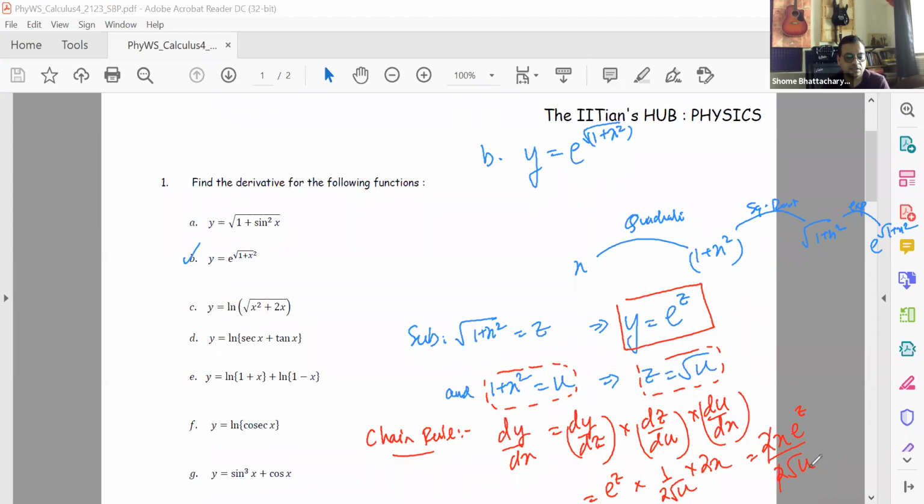Okay. And finally, we are left with what? This term x into e raised power z. Now z we will have to resubstitute, divided by square root of u. So that also we'll have to resubstitute. So we will now finally express this as dy by dx becomes x into e raised power z. Now z was how much? Square root of 1 plus x square, divided by square root of u. Now u itself was how much? 1 plus x square. So this becomes our final answer.